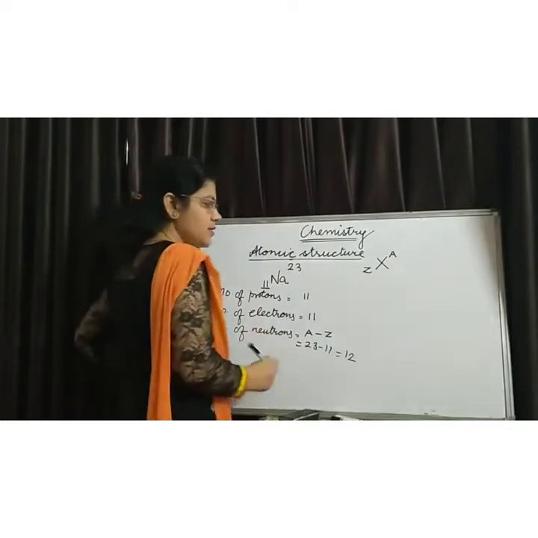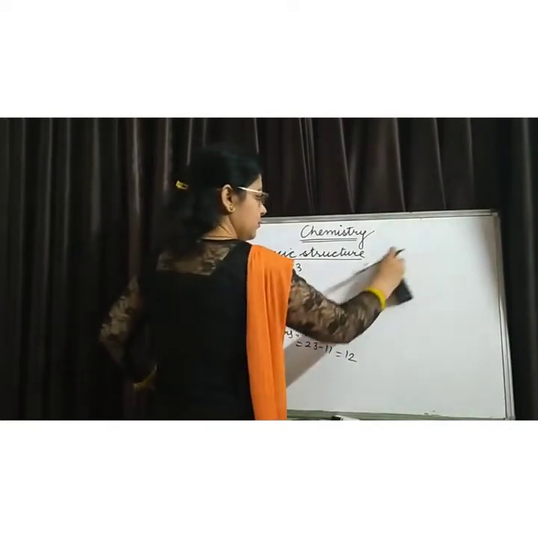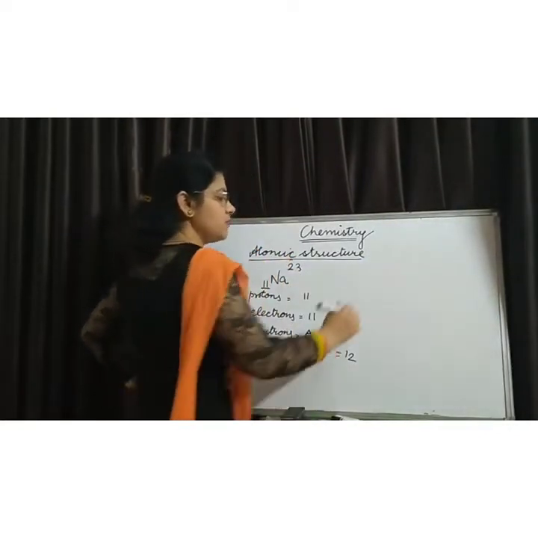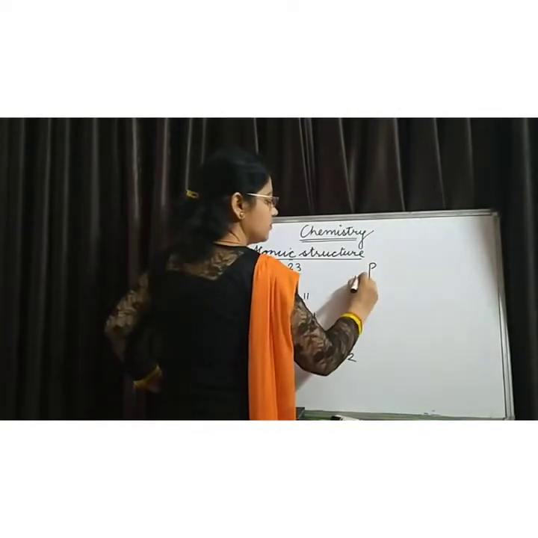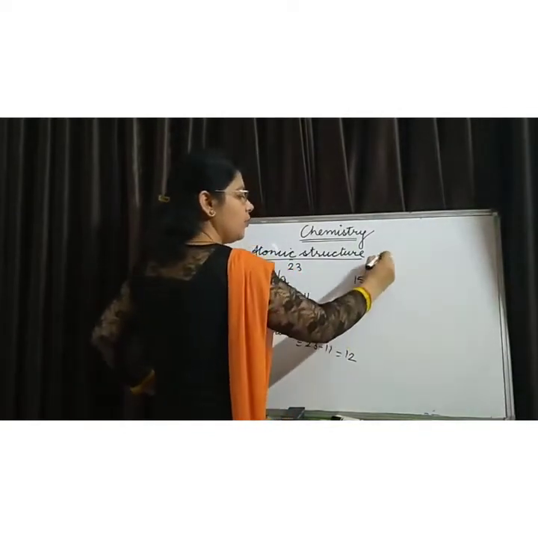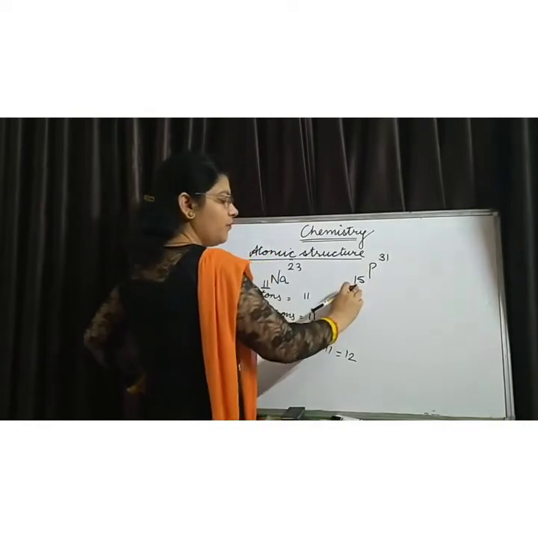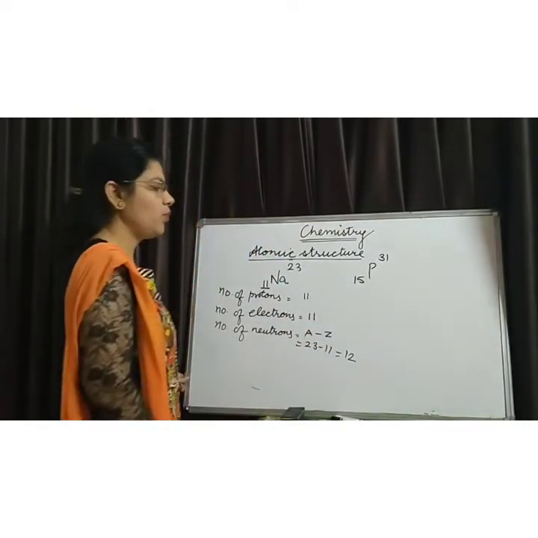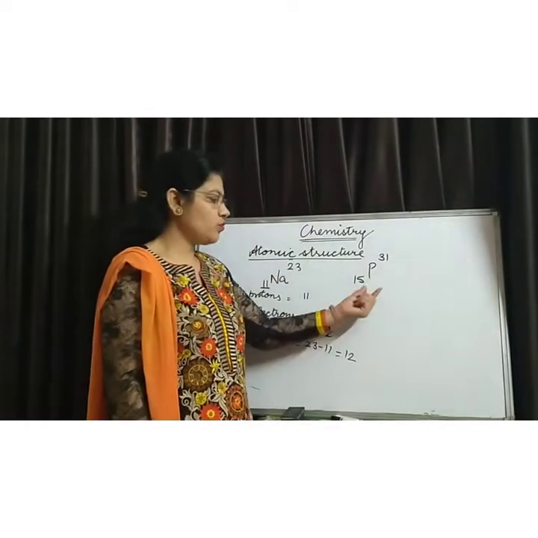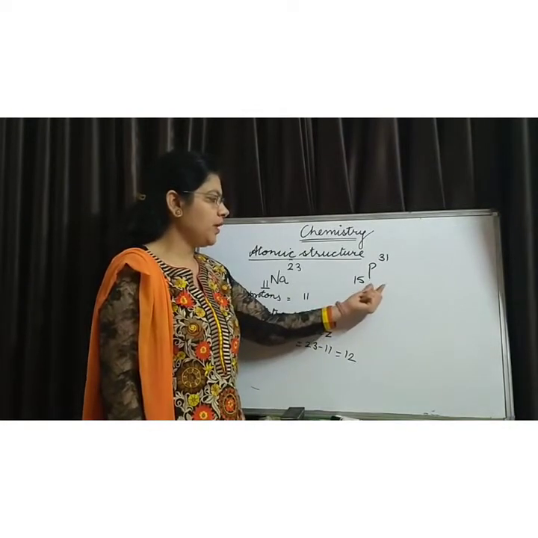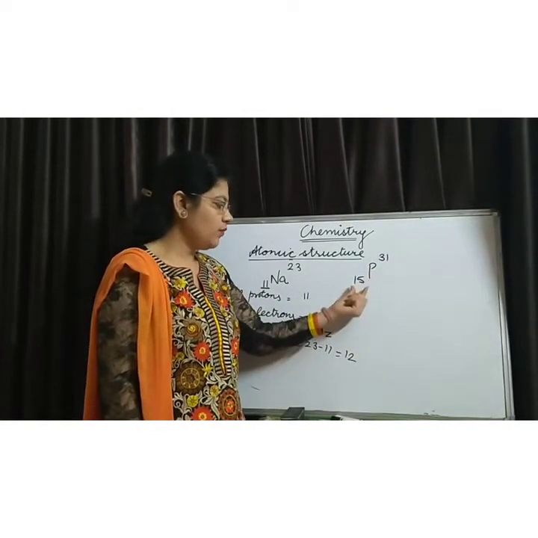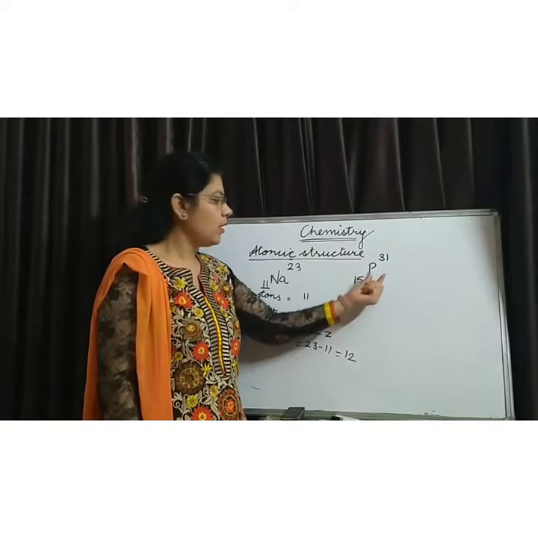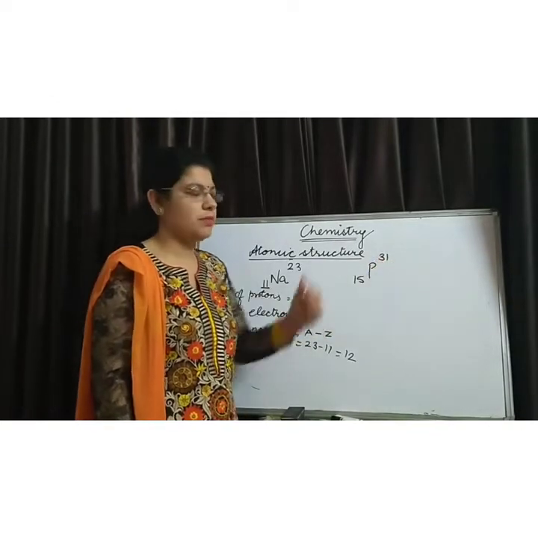Let us take another example, and the example is phosphorus. For phosphorus, its atomic number is 15 and its mass number is 31. So we represent phosphorus by 15P31. Here 15 is its atomic number and 31 is its mass number.